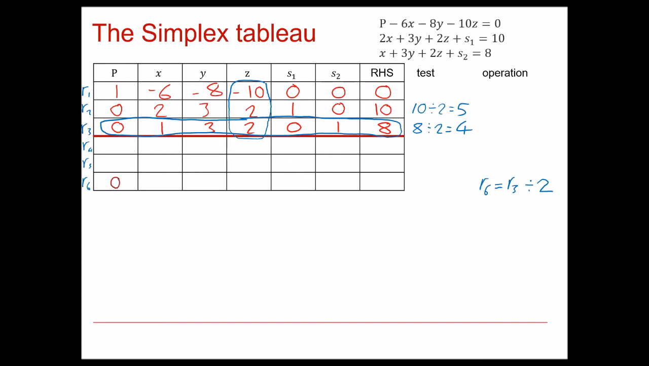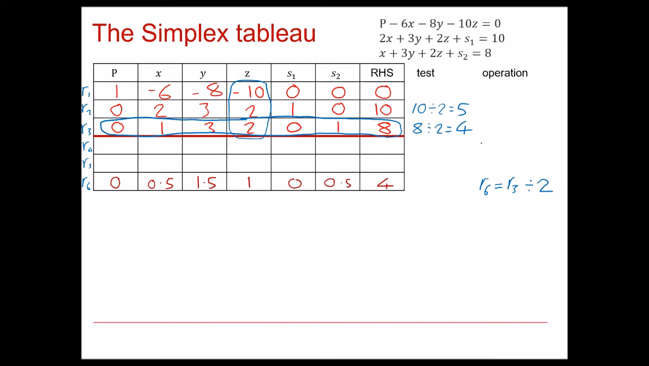So I've got 0, 1 divided by 2 is 0.5, 3 divided by 2 is 1.5, 2 divided by 2 is 1, and then we've got 0, 0.5, and 4. So that's the easy part out of the way. What I need to do now is think about how I can create zeros in these two positions.